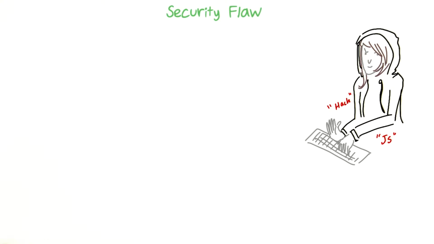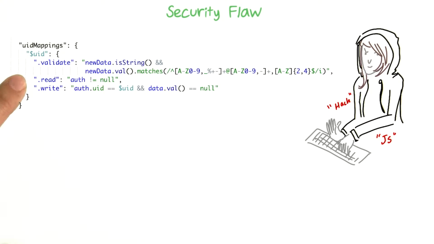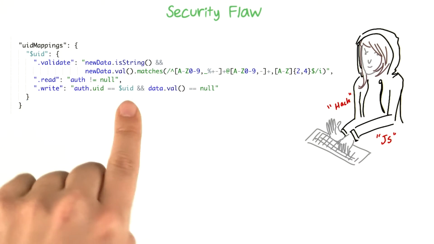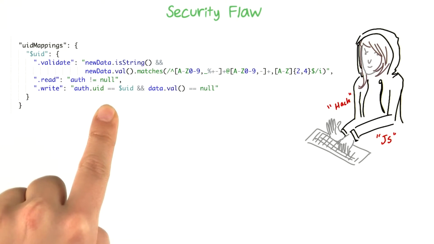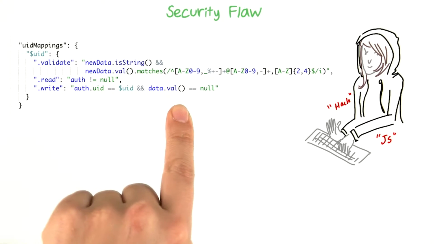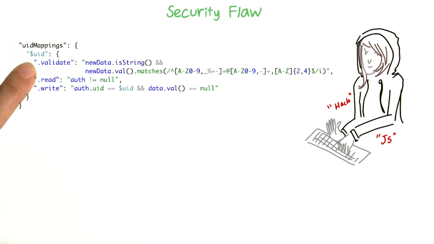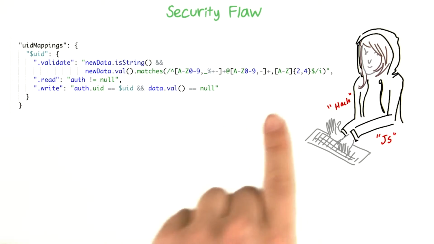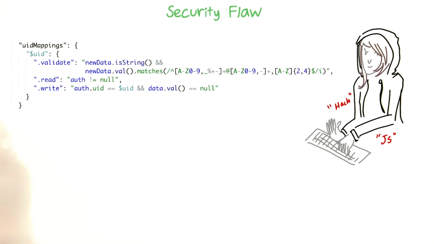So let's take a look at the rules that we have right now for the UID mapping node. Our rules say that anyone logged in can read a single UID from the UID mappings node. And if you are the user who's associated with that node, you can write data to it, as long as you are adding data for the first time. And we further have a validate rule, just to make sure that the value is in the form of an encoded email. Okay, so the first thing that our hacker could do is execute a create account command.